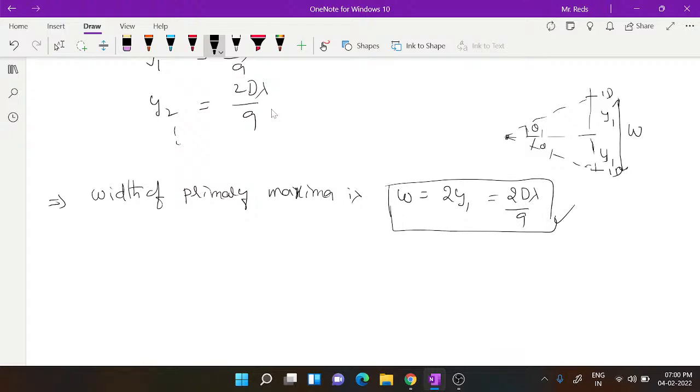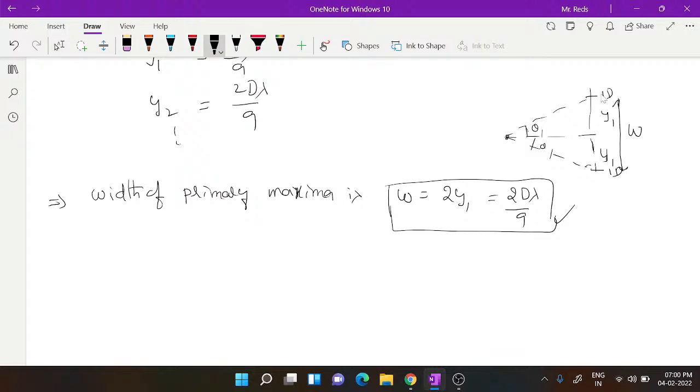And if you observe, the primary maximum has the maximum width. The width of a secondary maxima will be D lambda by a. Position of the first minima is this. Then next comes primary. Sorry, this is the primary maximum. Then comes a dark fringe or diffraction minima. After the diffraction minima, one more maxima will come. Those maximas are called secondary maxima, secondary diffraction maxima. This is the primary diffraction maxima.